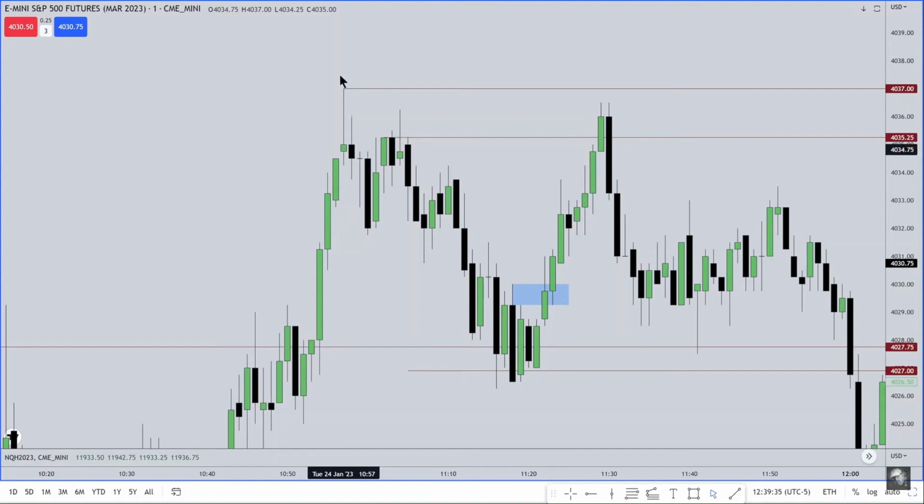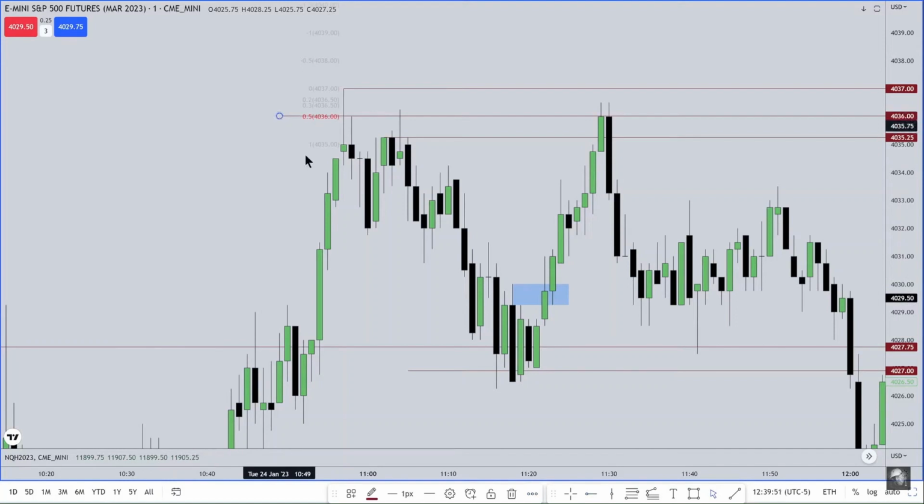So this high, what have I taught you about that? Wicks are gaps. Midpoint of that gap is consequent encroachment. It's 4,036 even. What is the closing price on that candle? 4,036 even. Yes, there's a small little wick. I don't care about that.